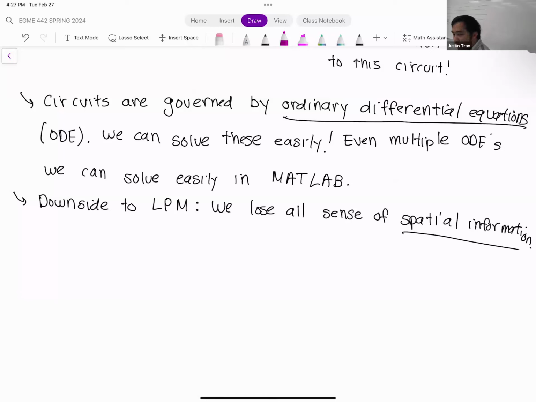But what you gain from this is a model that's quite easy to solve. So, I want you guys to keep that in mind as we start to get through the equations. Okay. So that's the idea of lumped parameter modeling. Let's meet some of the cast.